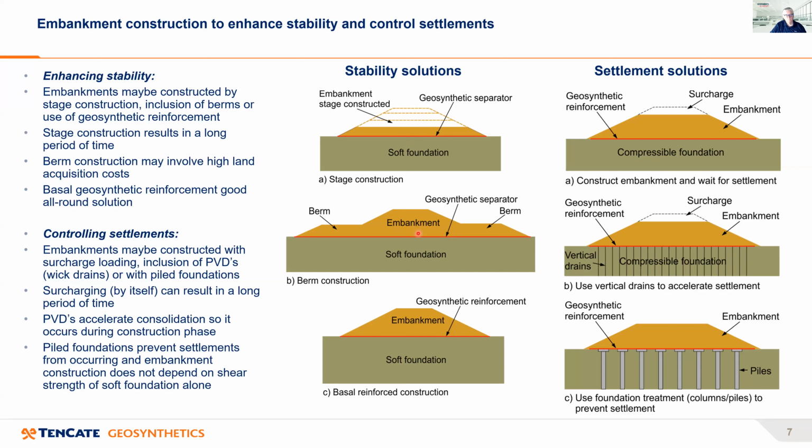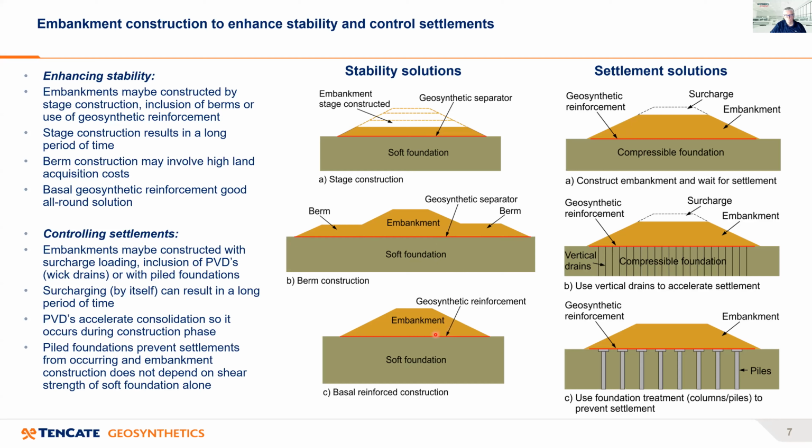The second way of enhancing stability is we can construct berms onto the sides of the embankment to aid in the stability of the embankment. The problem with this type of technique can be that we may involve high land acquisition costs, because instead of acquiring land for this width of embankment, we're having to acquire land for this width of embankment.